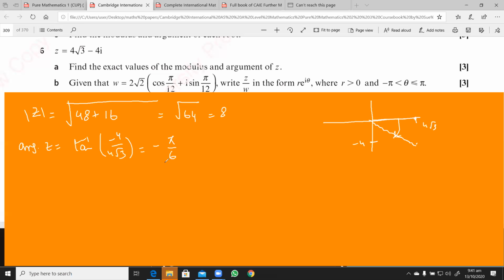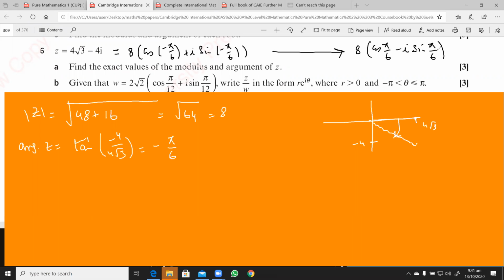Okay? Now, I'll be writing this z in front of it over here, that this z is now 8, okay? And cos minus pi by 6 plus iota sine minus pi by 6. By the way, the same complex number can also be written as 8 cos pi by 6 minus iota sine pi by 6. Are you clear? Why can we write it like this?